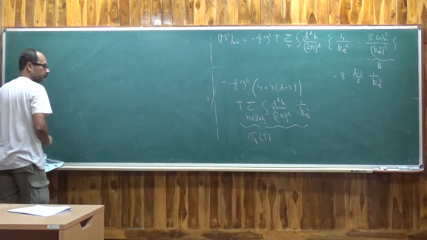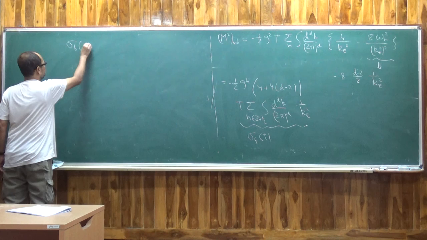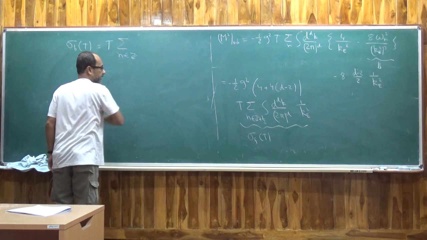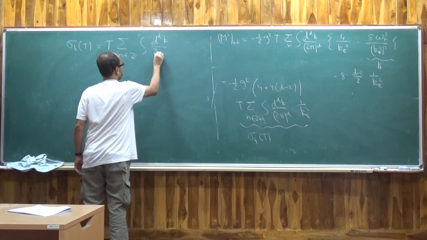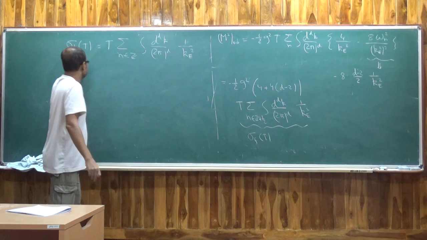And let's also define sigma b of t as t times sum n belonging to z integral d^d k over t over k square. Okay, this b stands for bosonic modes. Okay, n is integer, here n is half-integer.